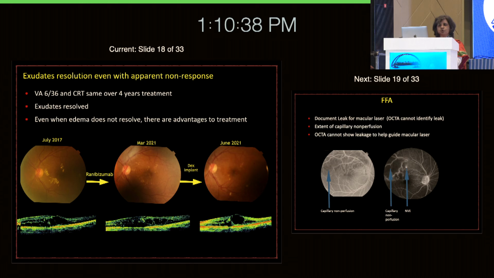Now, photograph can capture the loss of hard exudates over time, over 4 years, which OCT is not capturing, as you see. So you can show the patient that because of treatment, your exudates have gone, though edema is still persisting and vision has not changed.